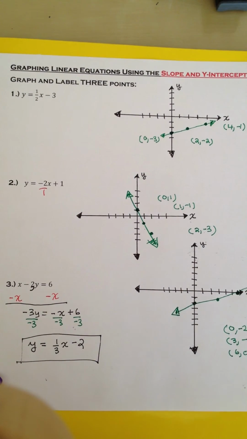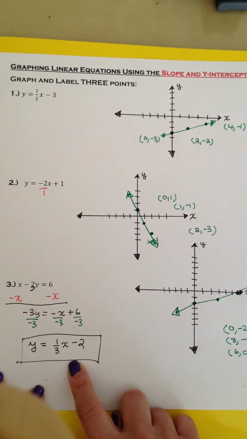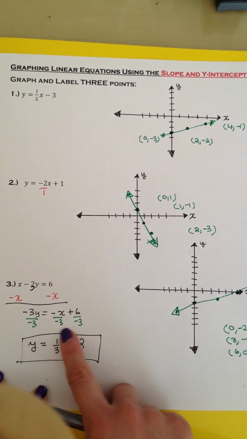So just make sure when you solve for y that you are careful with the negative signs and careful to make sure you divide everything by whatever number it is that you need to divide by to get y by itself. Like we divided over here everything by -3.